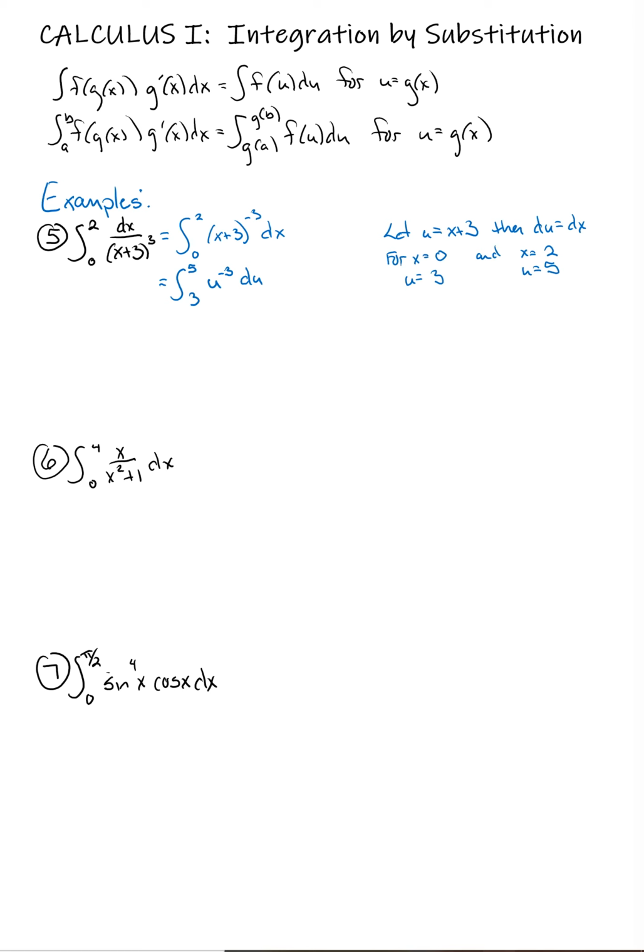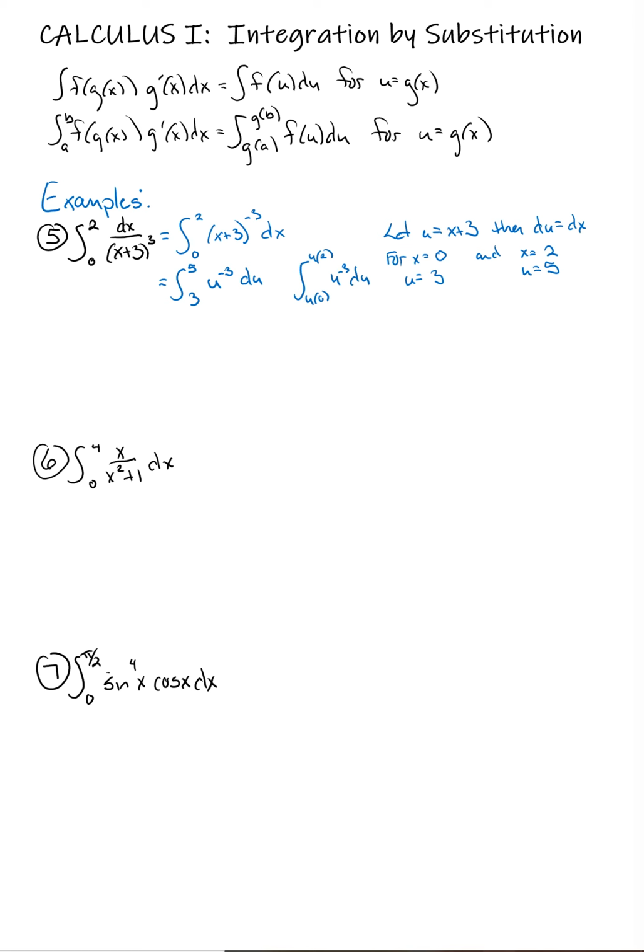Now, it is possible to leave x values, and then when you get to the end and rewrite the expression in terms of x, evaluate it with your x values. However, it is never good notation to leave 0 and 2 there. If you want to do that, you could have instead written this as the integral from u of 0 to u of 2 of u to the negative 3 du. So you are welcome to use that notation. However, you cannot just leave 0 and 2.